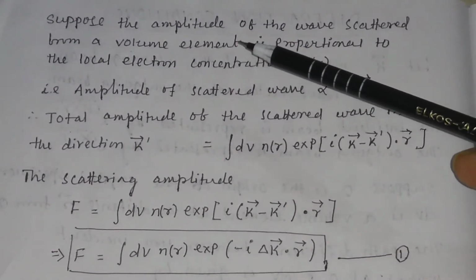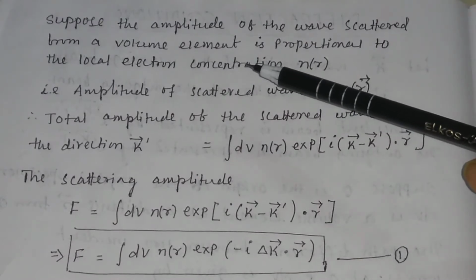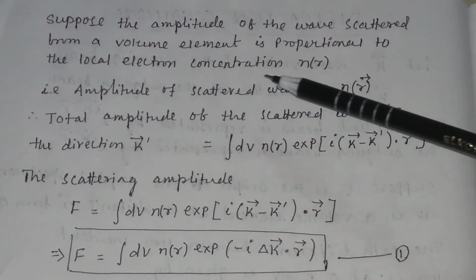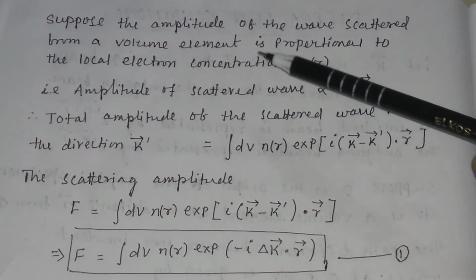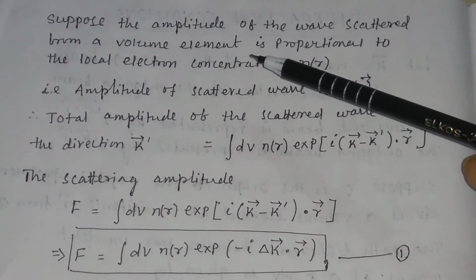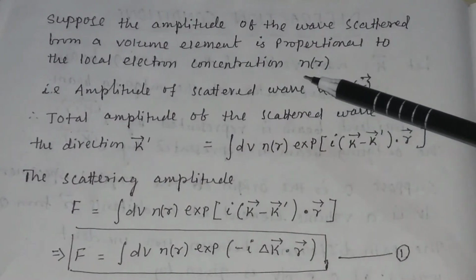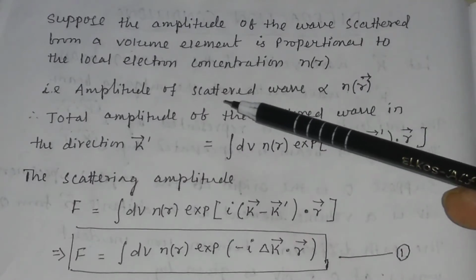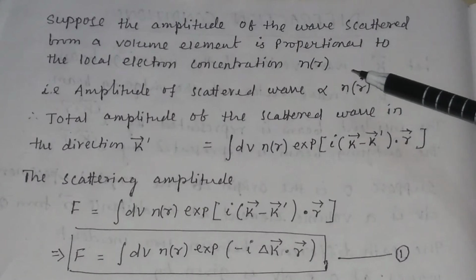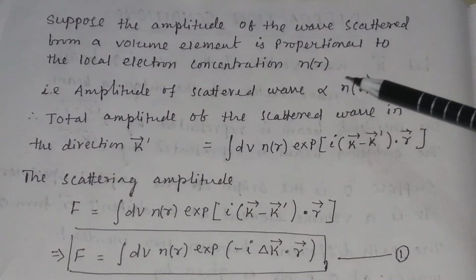Suppose we take that the amplitude of the wave scattered from a volume element is proportional to the local electron concentration n(r). Remember, the amplitude of the wave scattered from a volume element, let us say dV, is proportional to the local electron concentration n(r).